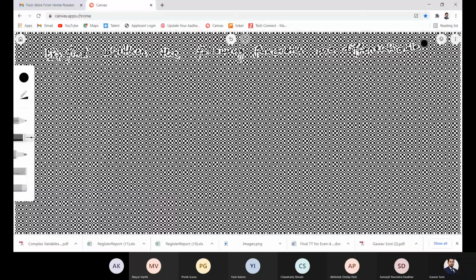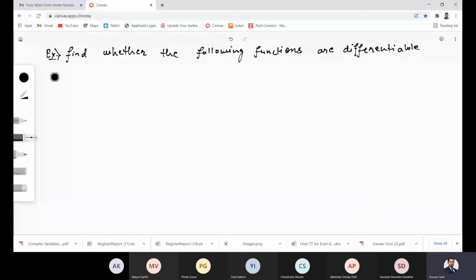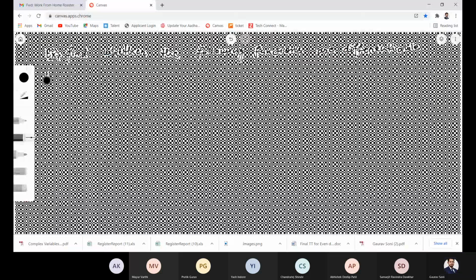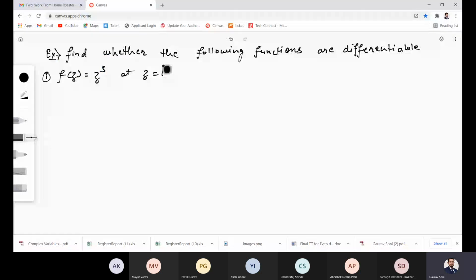Differentiable. First one, f of z is equal to z cube at z is equal to i. So what I want to check is whether the function f of z is equal to z cube is differentiable at z is equal to i.